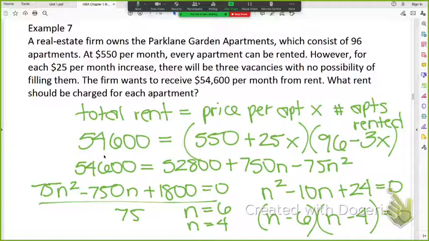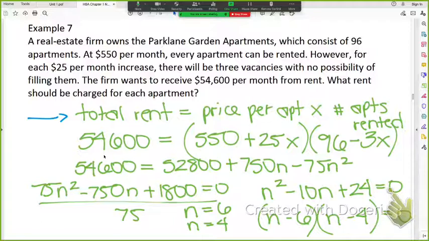Either way, what was our x representing, or our n, since I switched? Apartments rented, right? That was the number of apartments that it would change based off of the price. What's the question? What rent should be charged for each apartment? Where am I going to have to find that still? This is where this line is real important to me. Which part of this is going to tell me what rent should be charged? What did we solve for? We solved for basically the change of apartments.